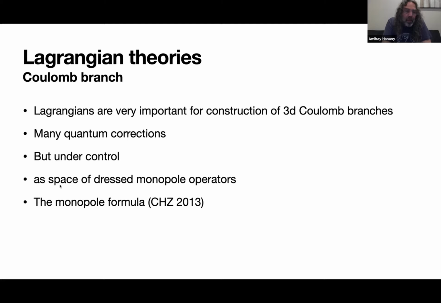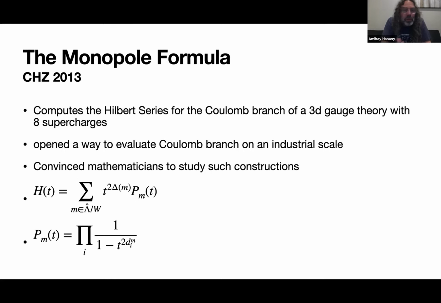And now we think of the Coulomb branches as the space of dressed monopole operators. And the monopole formula has been quite instrumental in getting this understanding. So let me say a few words about it. It computes the Hilbert series for the Coulomb branch of a 3D gauge theory with 8 supercharges.